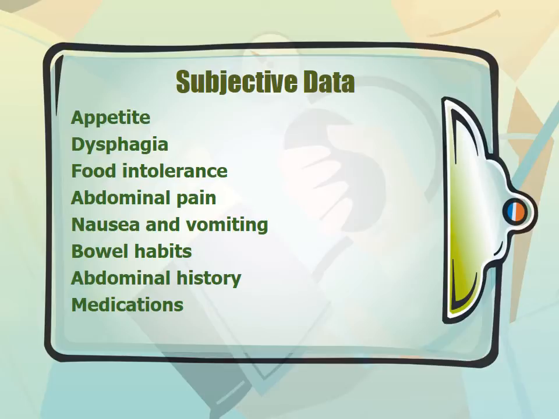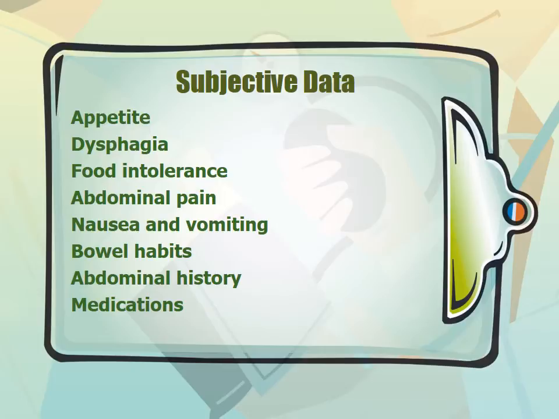As far as their bowel habits are concerned, we want to know the color, we want to know the consistency, we want to know if they're having either diarrhea or constipation, and if they are, we want to know, of course, how long. Has this been a recent change for them? Have they just started having constipation or diarrhea? Do they use laxatives? And of course, which ones and how often do they use them?